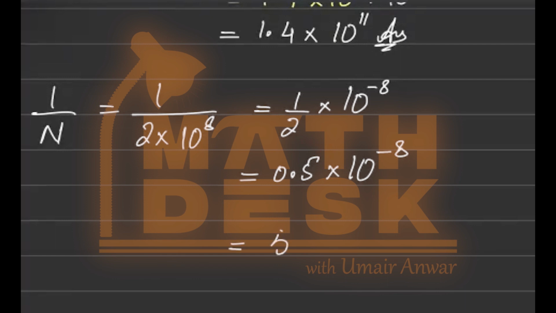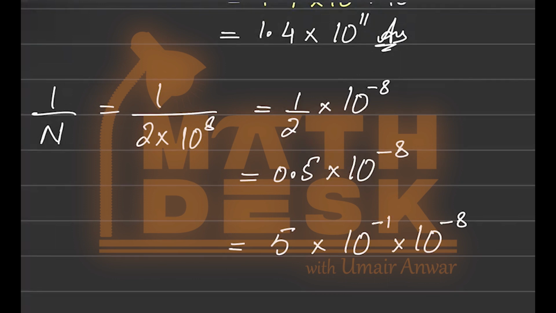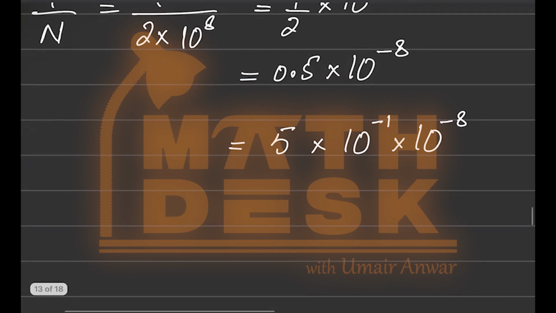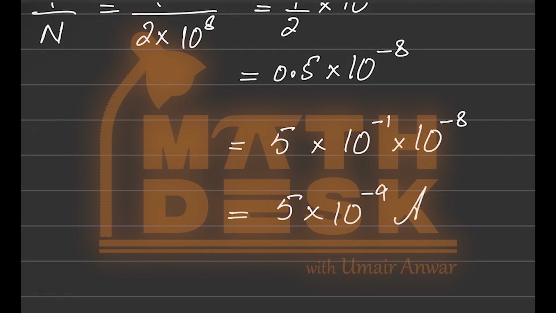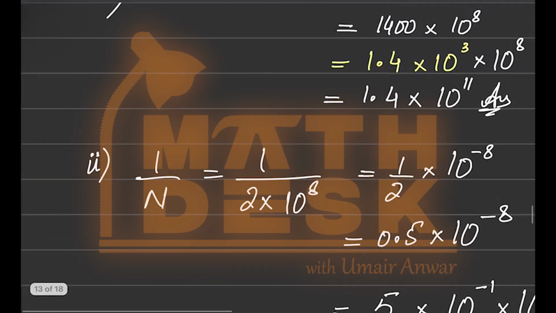Since I moved 1 digit to the right, I would write 10 raised to -1. And 10 raised to -8 was already written there. So again, the bases are the same, being multiplied, so their indices should be added. So 5 into 10 raised to -9 would be the answer for this part.